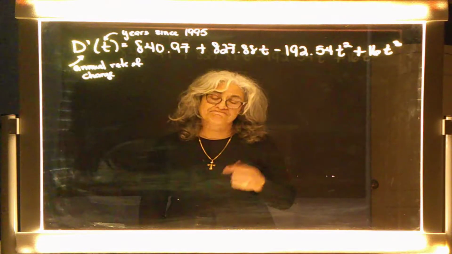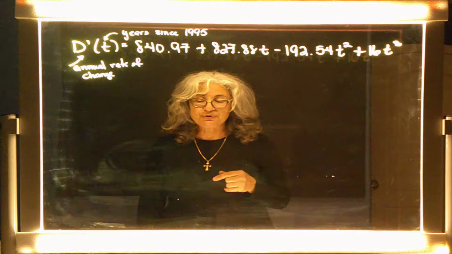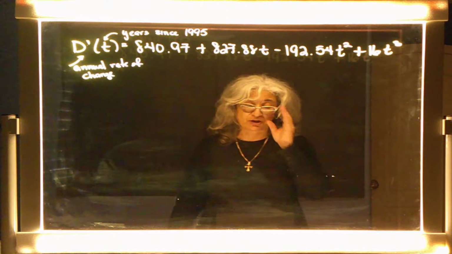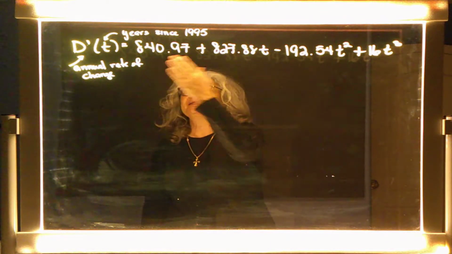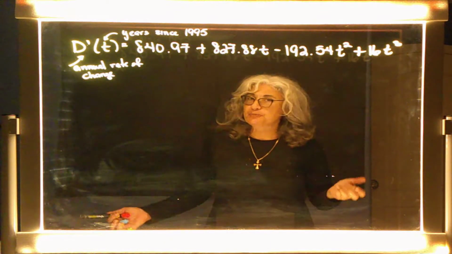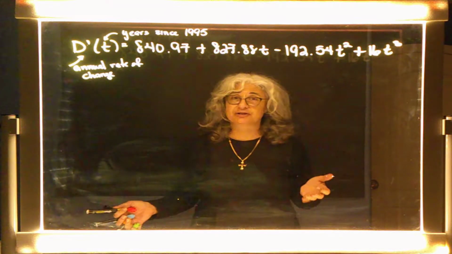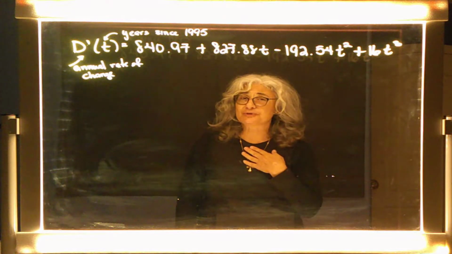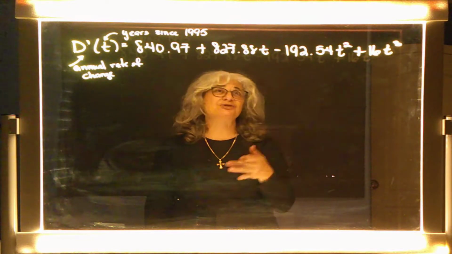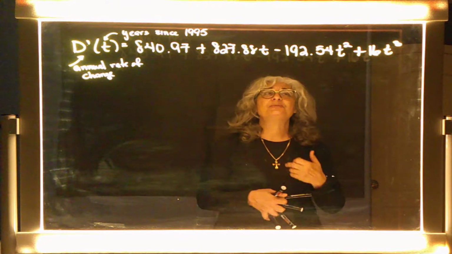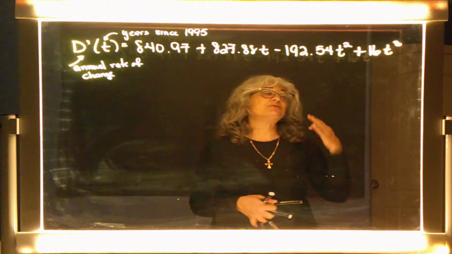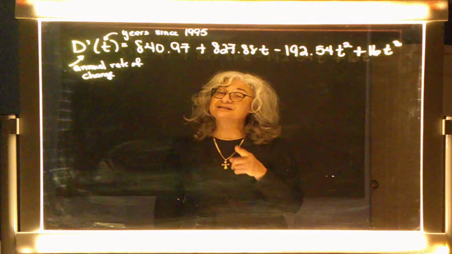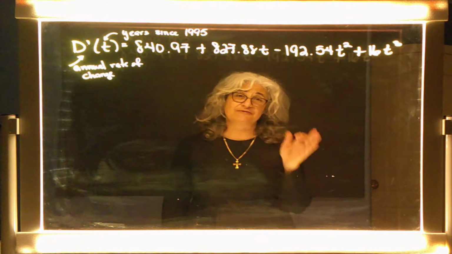Ready for the next story? Let's read it again. Assume the annual rate of change in the national debt of some country, in billions of dollars per year, can be modeled by this particular function. No surprise, the function is a derivative function, right? D prime of t equals 840.97 plus 827.88t minus 192.54t squared plus 16t cubed. Lovely little function. And they tell us t is the years since 1995.